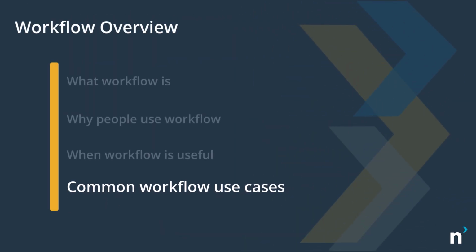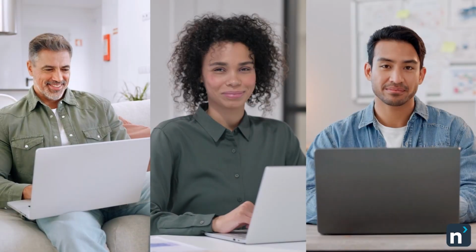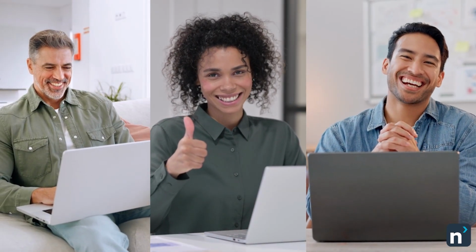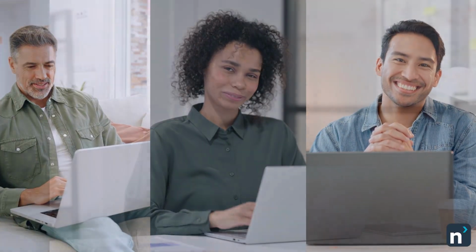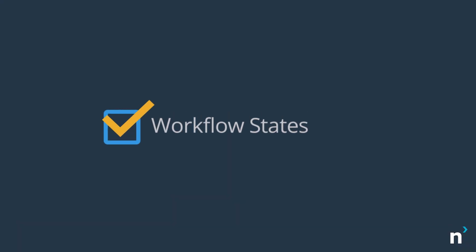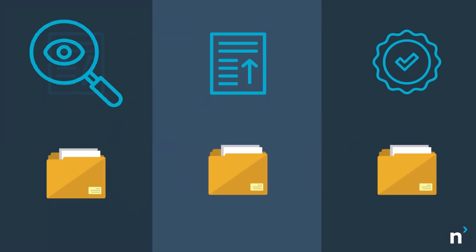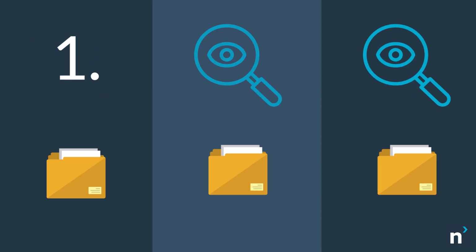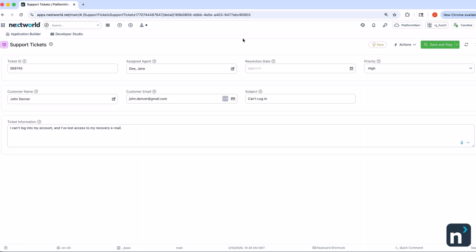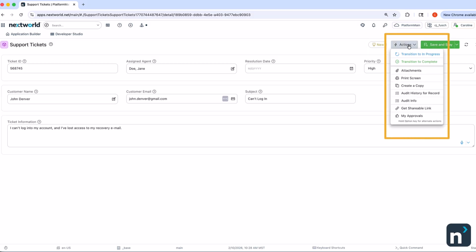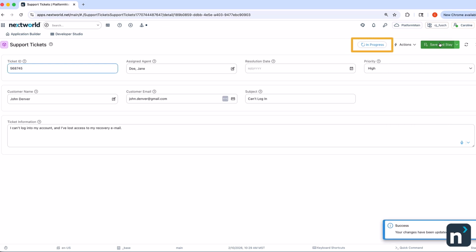Common workflow use cases. Now we'll review several common workflow scenarios that illustrate how customer support workflows are applied in practice. Workflow states show where a record is in its life cycle, such as draft, submitted, or approved. This makes progress visible and prevents required steps from being skipped. For example, a support agent moves a ticket from new to in progress, so the team always knows exactly where it stands.